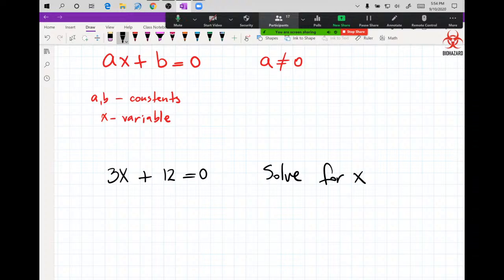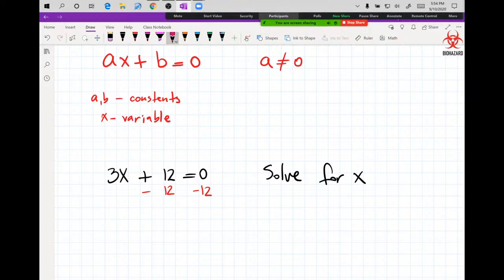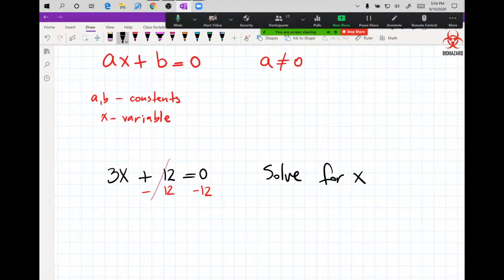Now, since some of you already know what you're supposed to do, I'm going to solve this problem, and then I'm going to explain the order of operations and all of the other things that we have. So negative 12 on both sides. That's our first step. That will eliminate 12 and leave us with 3x equals negative 12, because 0 minus 12 is negative 12.